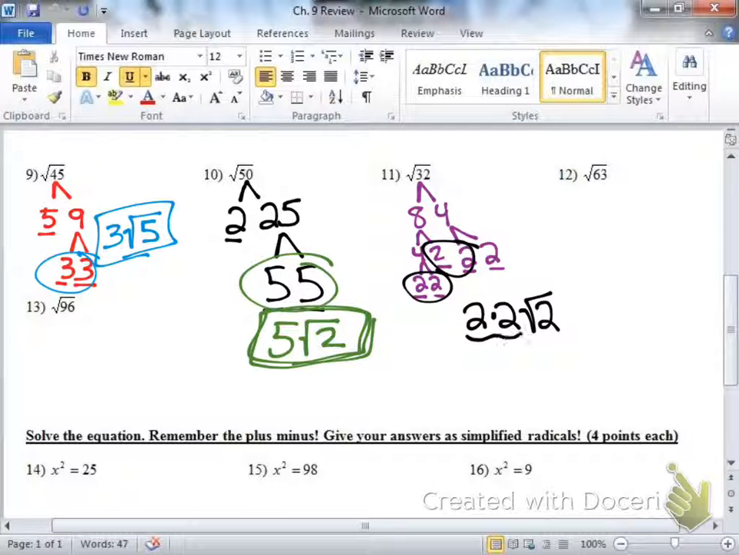So out front you have 2 numbers. You got to put them together. What's 2 times 2? 4. So 4 square root 2. Questions?